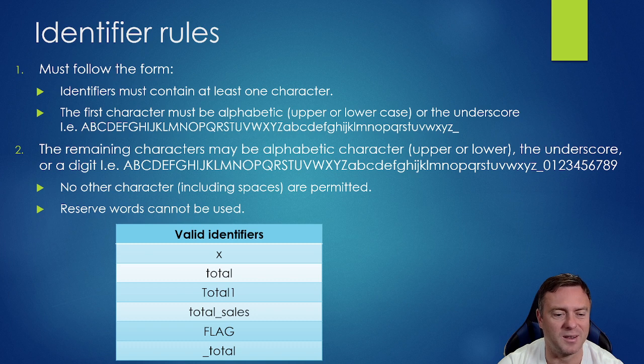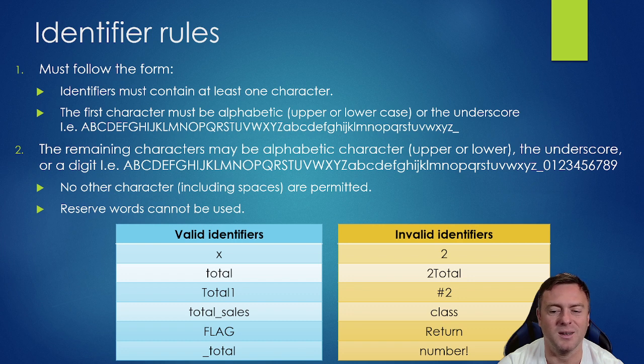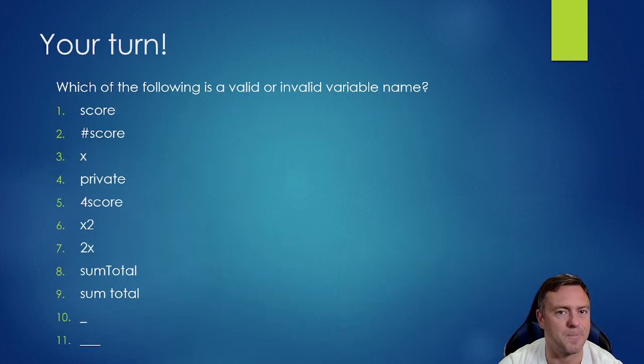So these are all valid: x, Total with a capital T, total_sales, FLAG with all capitals, and _total. These are invalid. So you can't use 2total. Hash is illegal, so that's a symbol that wasn't part of the characters that you could use. class is a reserved word, return you can't use, and then also number with an exclamation mark, because of the exclamation mark. Have a go at that. See which ones you think are valid or invalid.